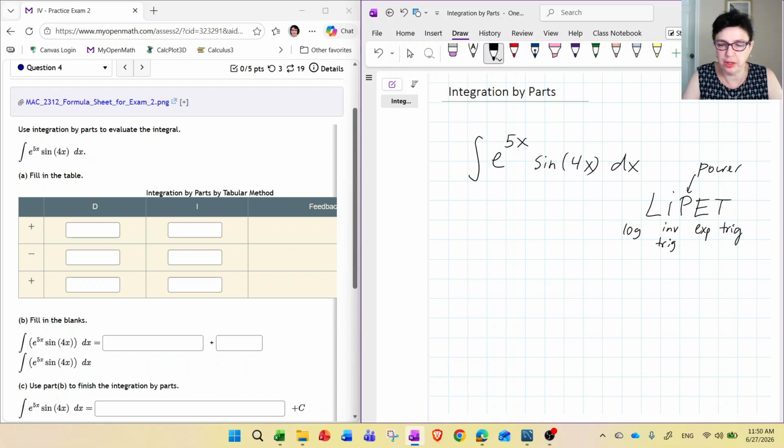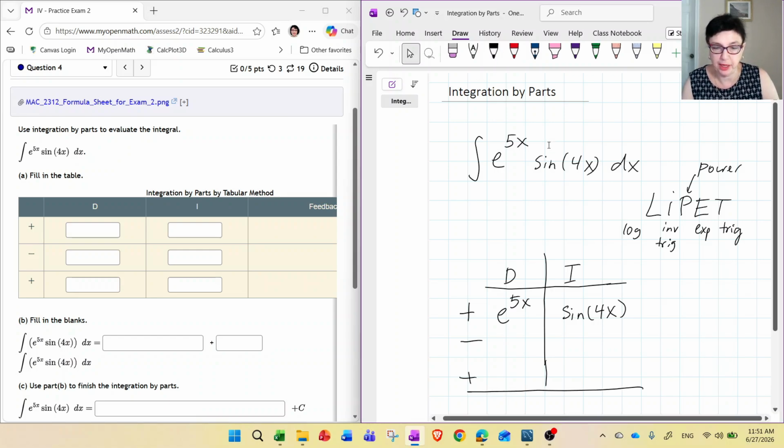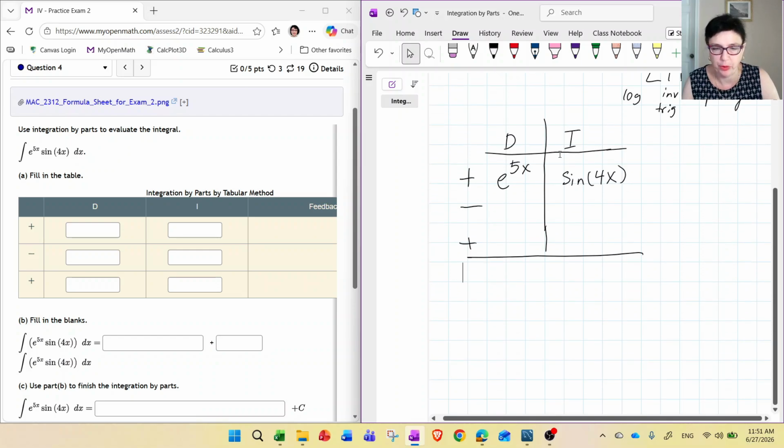Now notice that trigonometric functions will always be last, which means we will always put them in the I column, and we are going to put the exponential in the D column because it comes first in the word LIPET. So we're going to put e to the power 5x in the D column, and in the I column, we're going to put sine 4x. Now, the tabular method also alternates rows. So you can see here that we actually have to do it twice. And I'm going to explain in a second why twice, what is good about twice.